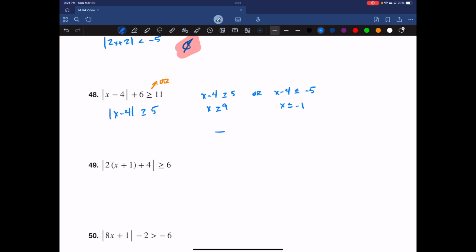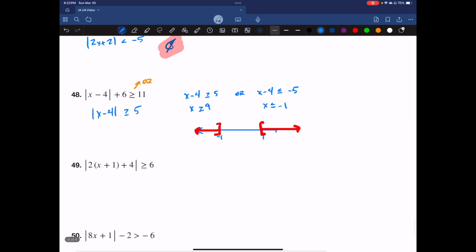Okay, so I'm going to draw my line. It's going to be -1 and 9. Less than -1, greater than 9, with greater than or equal to, so brackets. There you go. So how do you write that in interval notation?